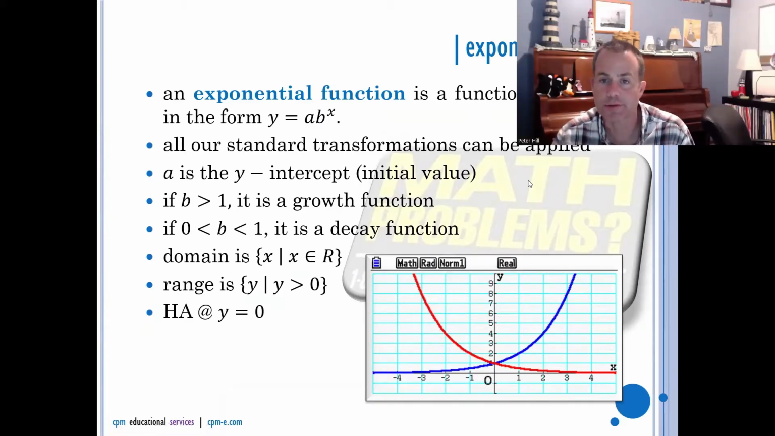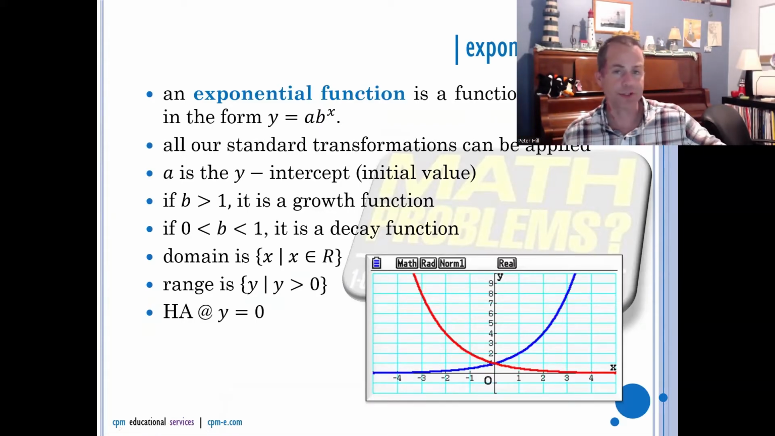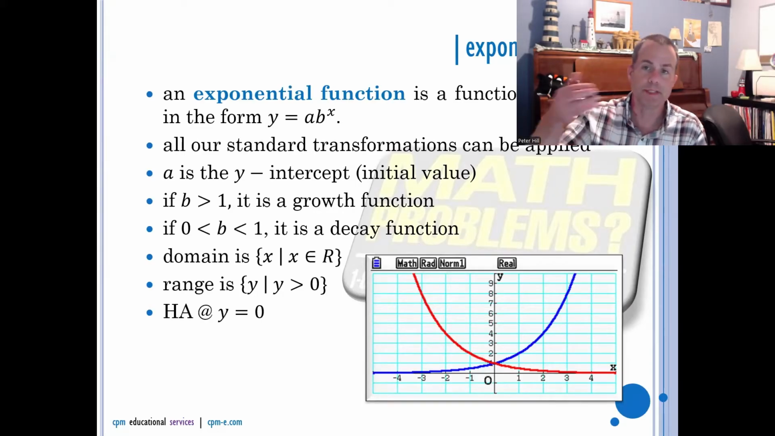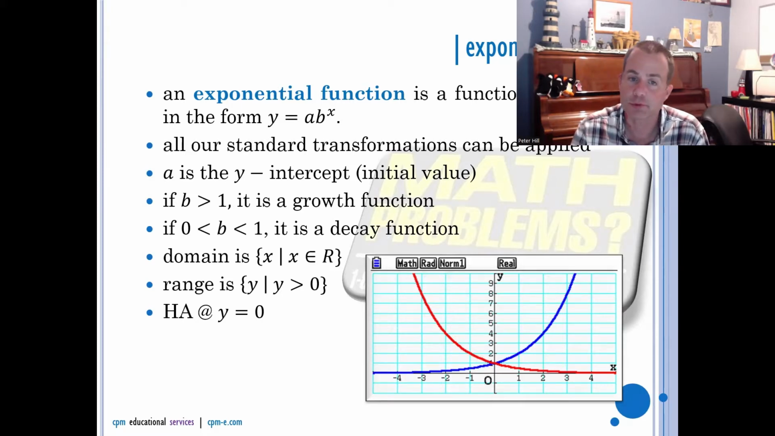All our standard transformations can be applied, and I'm going to walk you through a question that applies them all in a minute. A is the y-intercept, and in an application question, that would be considered the initial value of whatever, like our population or the initial value of a car that's going to depreciate. If b is greater than 1, it's a growth function. And if b is in between 0 and 1, it's a decay function.